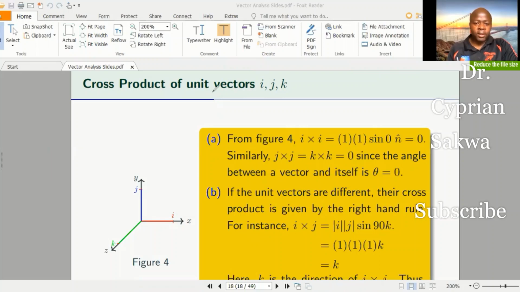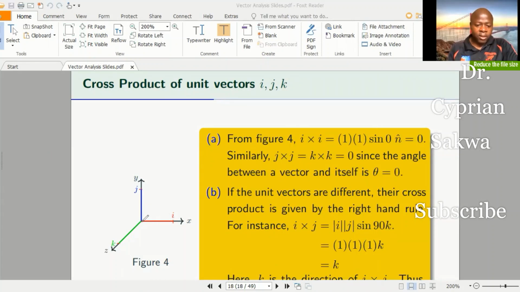Today we're looking at the cross product of unit vectors i, j, and k. The word unit vectors here means these are vectors of magnitude 1. So the magnitude of these vectors is 1. And I've drawn them here in figure 4. You can see that this is my vector i, vector j, and vector k.